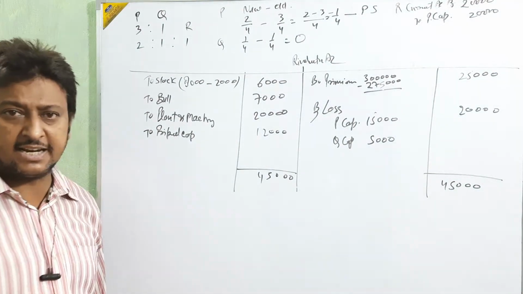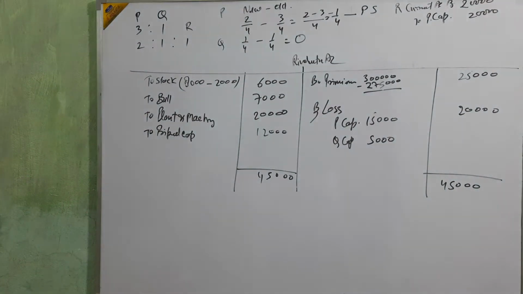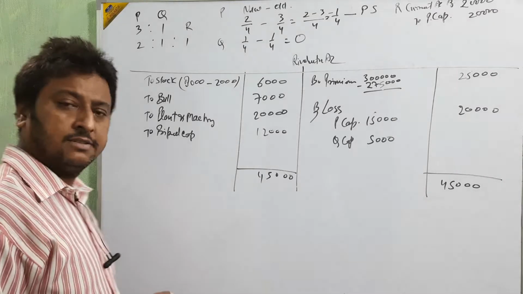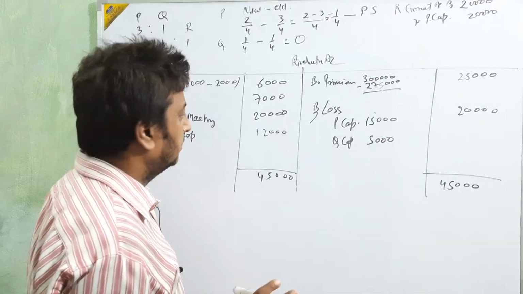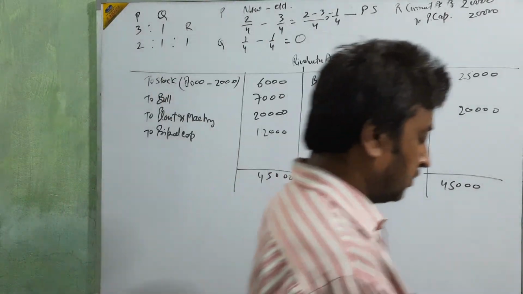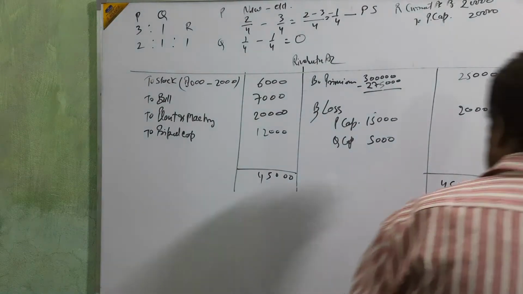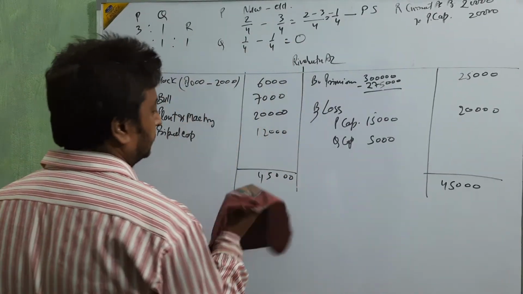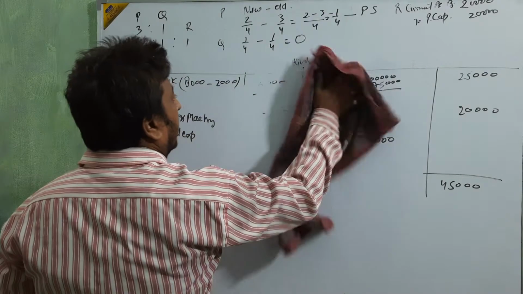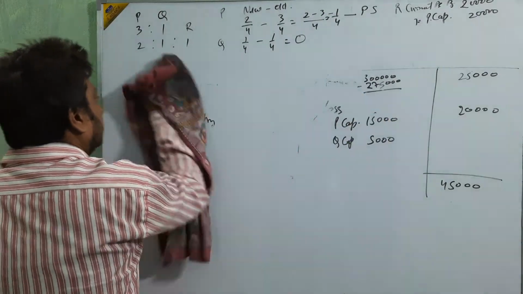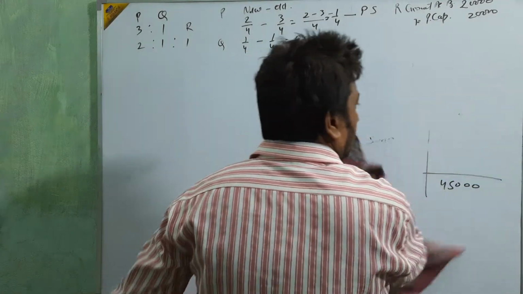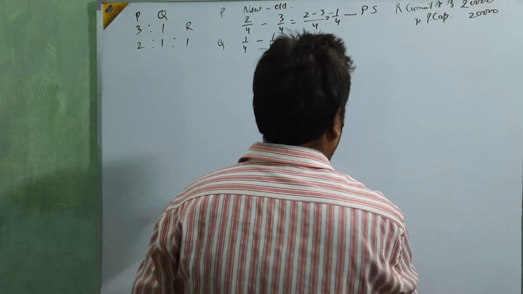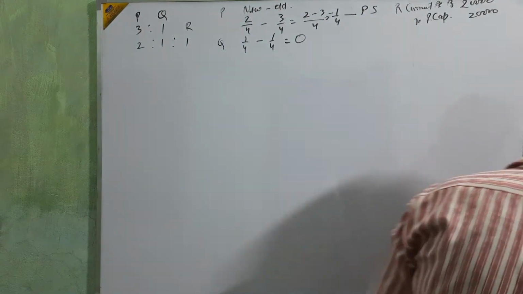Clear? Up to this is clear or not? It's the revaluation account. Clear? Now I am going to rub this revaluation account and then we are going to make the capital account. Okay?